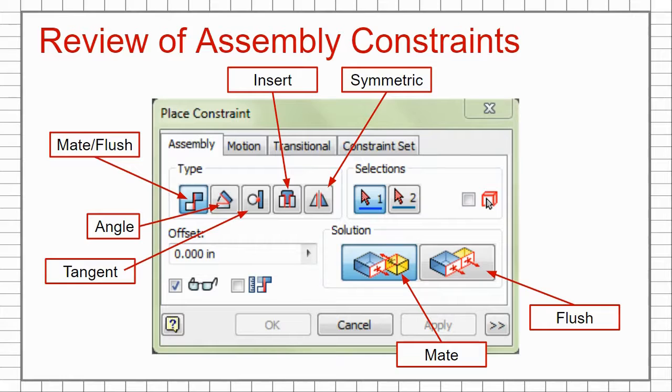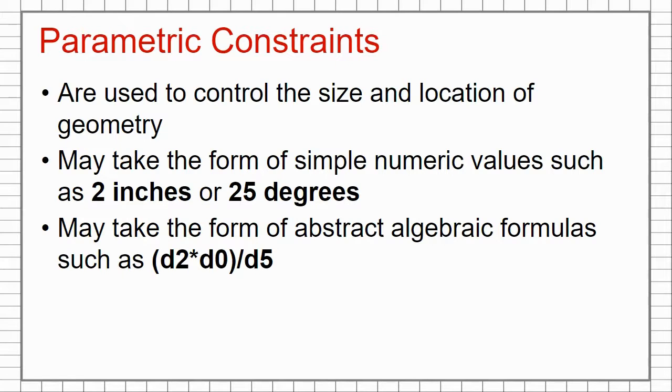When you use assembly constraints in Inventor, this is the window that you see, and 99% of the time we tend to use the same 2 constraints, mate or flush, to deal with flat surfaces, but there are a lot of other assembly constraints in there that you can use for when the situation calls for it, like establishing a specific angle between 2 surfaces, making a round surface tangent to a flat one, inserting something into something else, or making 2 parts symmetric. Parametric constraints are something a little bit different. They are used to control the size and location of geometry.